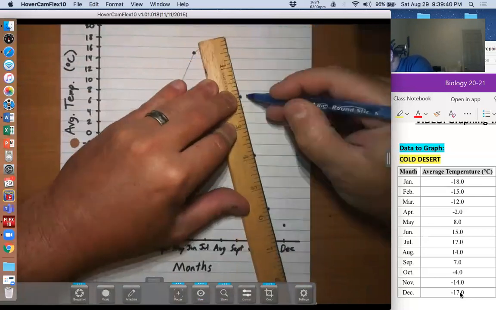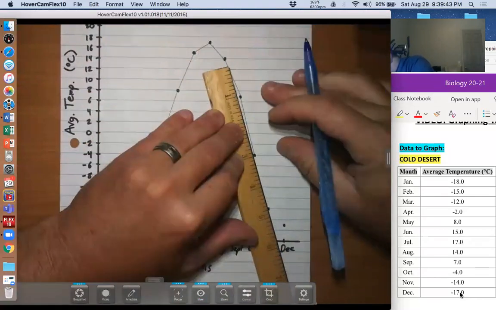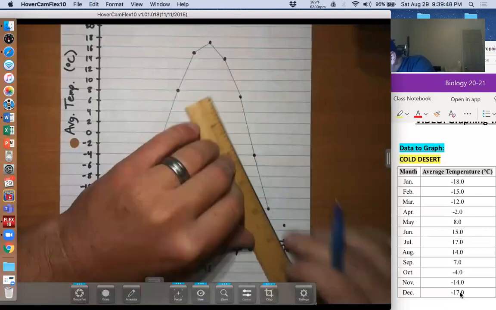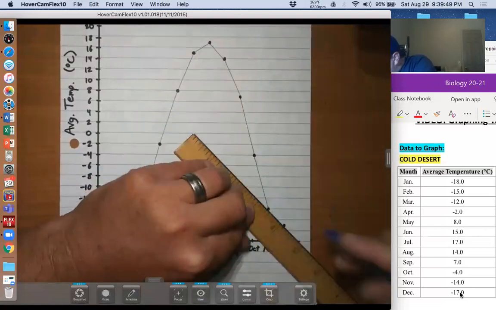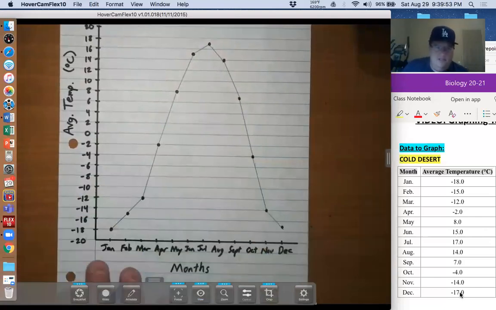There we go. Okay. And there you go. That's an XY scatter plot.